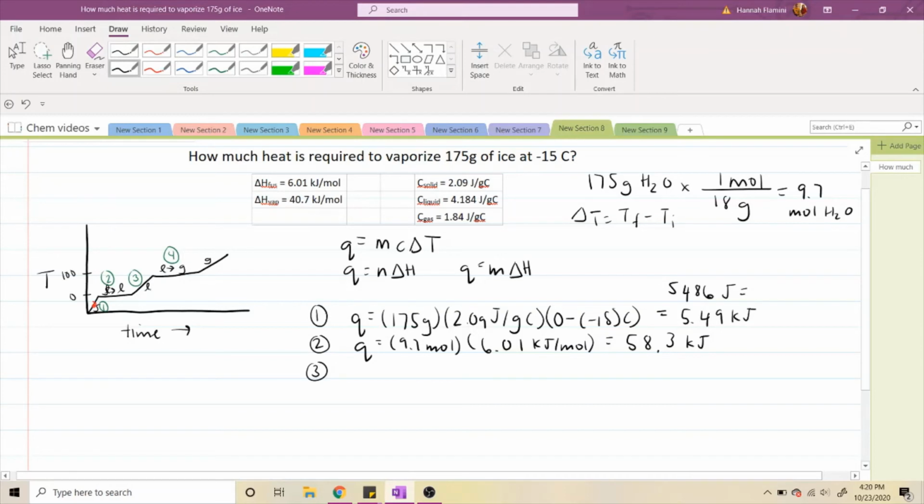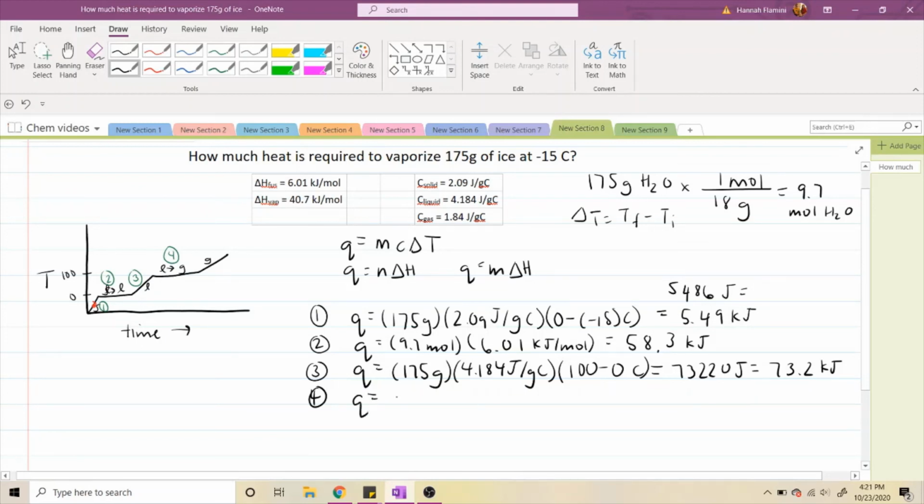Now, step 3, we're on the liquid phase. So we go back to the first equation, and we have Q equals m, which is the mass, so 175 again, times C. Now we use the C liquid, which is 4.184 joules per gram degree, and then times our delta T. Our initial is 0 degrees and our final is 100, so that's 100 minus 0 degrees Celsius, and this comes out to be 73,220 joules, which is equal to 73.2 kilojoules.